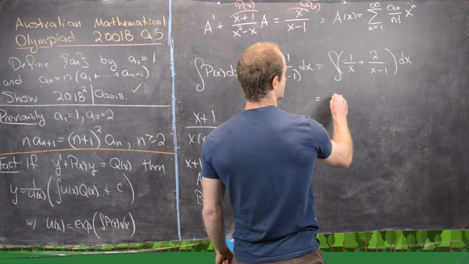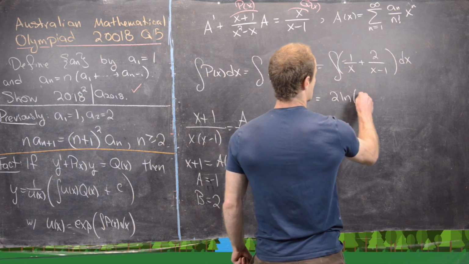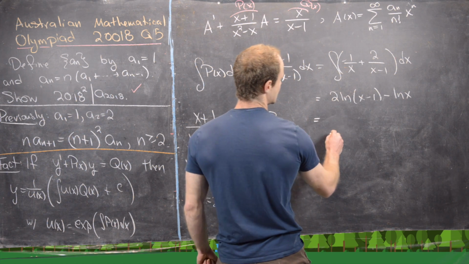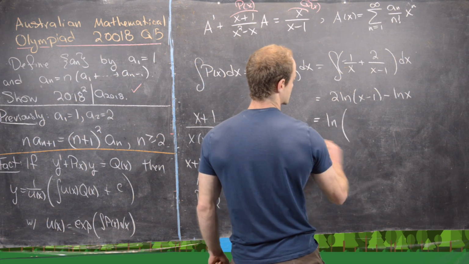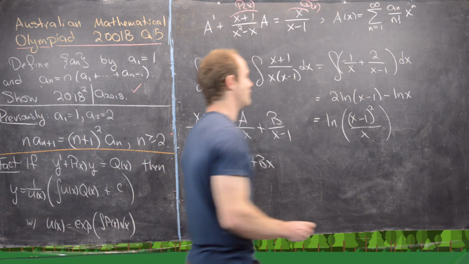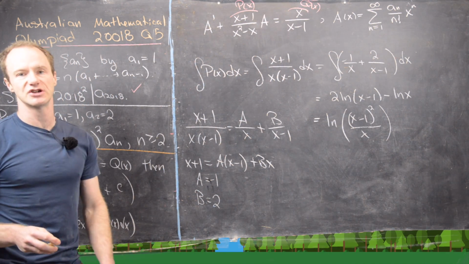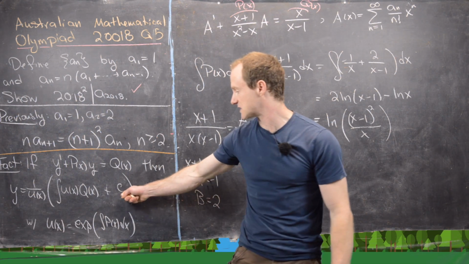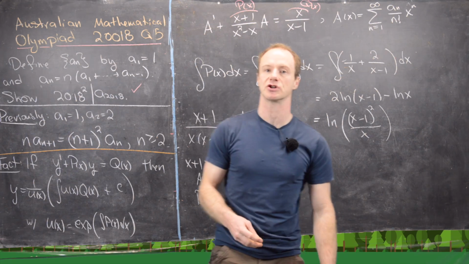So that's going to give us twice the natural log of x minus 1 minus the natural log of x, which is equal to, using natural log rules, the natural log of x minus 1 squared over x. And you might say, where's our constant of integration? Well, we actually don't really need it here because it's built into the constant of integration in our final solution.